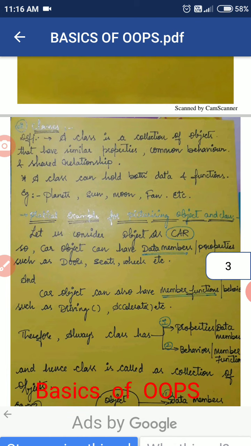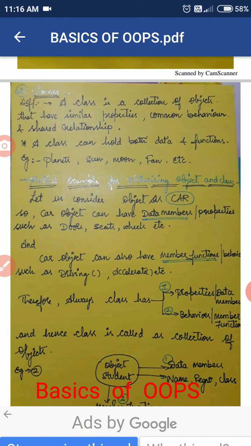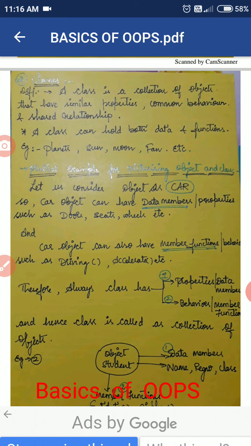Next, the basic element of OOPS is the class. A class is a collection of objects. A class is a collection of objects that have similar properties, common behavior and shared relationship. So always a class has similar properties and behaviors.